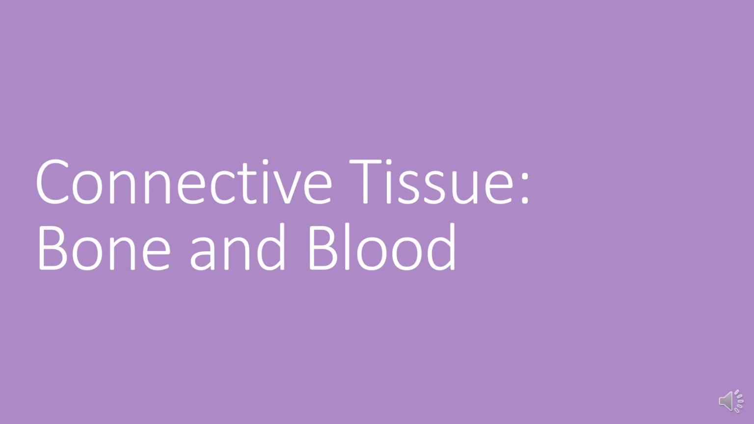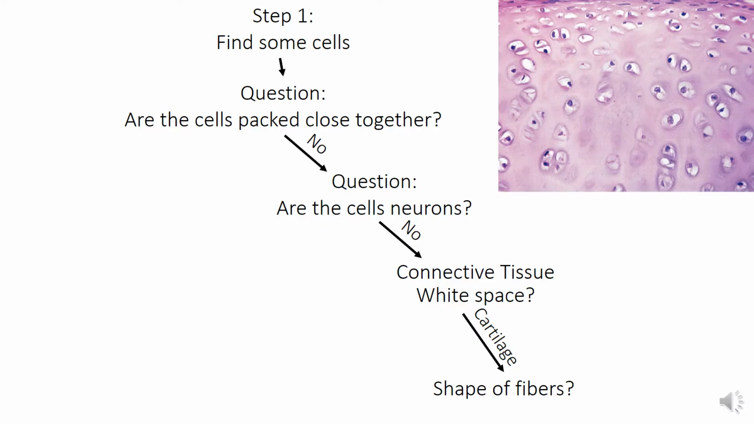Let's continue working our way through our dichotomous key for how to name tissues by looking at our special connective tissues of bone and blood. In our last video, we looked at how to name cartilages as a subcategory of connective tissue. We did that by finding cells trapped in their own lacunas.